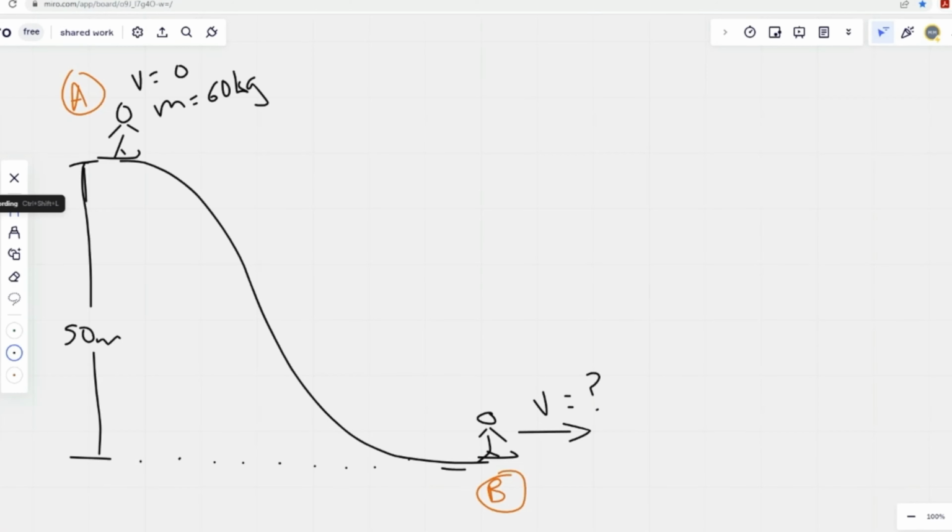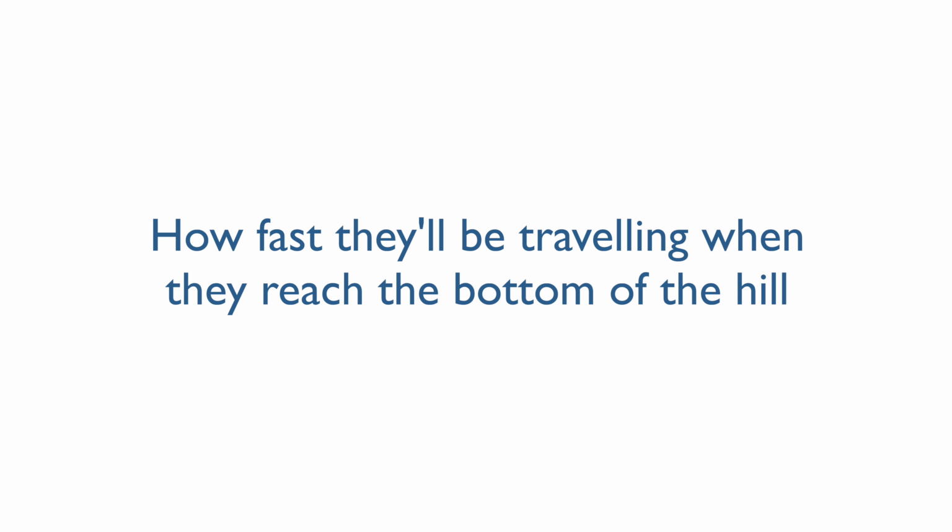In order to illustrate this, I'm going to use an example of a fairly straightforward grade 11-ish physics problem. The setup is pretty simple. We have a skier at the top of a hill that's 50 meters high. They're not moving. Their mass is 60 kilograms. And in the illustration here, in position A, they're about to start skiing downward. Now, assuming this hill is completely frictionless and ignoring the effects of drag and so on and so forth, what we want to find out is how fast they'll be traveling when they reach the bottom of the hill.